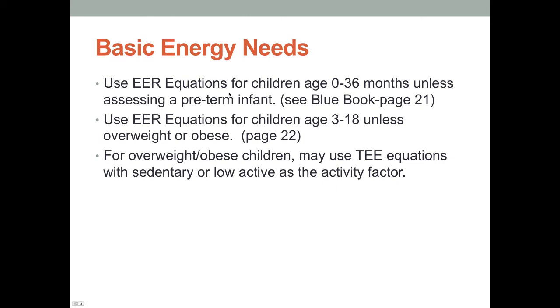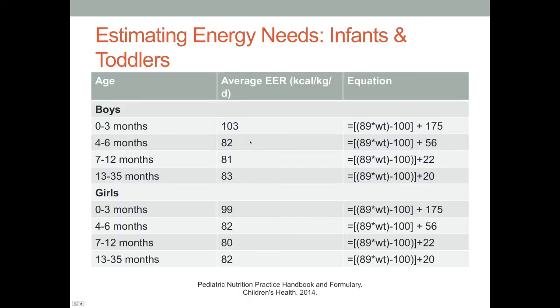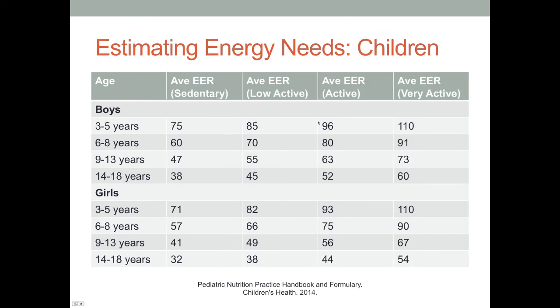And then if they're overweight or obese, you can use the TEE equations, but otherwise you can use the EER equations. Now, Children's has actually gone a step further, and they've taken a child of an average weight, in this case, for the 0 to 35 month infant, and I told you what the average is using that. And you can see it's a little lower for girls than boys because their average weight is a little bit less. Or you can put it into an equation. And they've also done the same here.